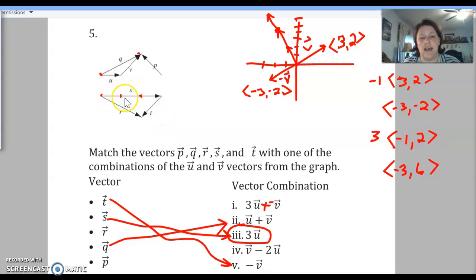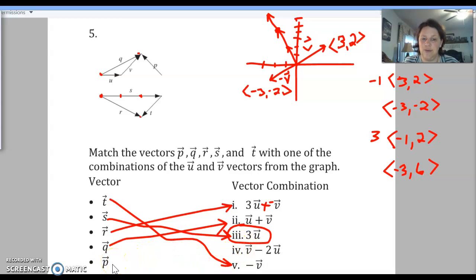So if we add 3u plus -v, that's going to be vector r, because it starts at the beginning of vector s and it ends at the end of vector t. So r is equal to 3u minus v, or plus -v.